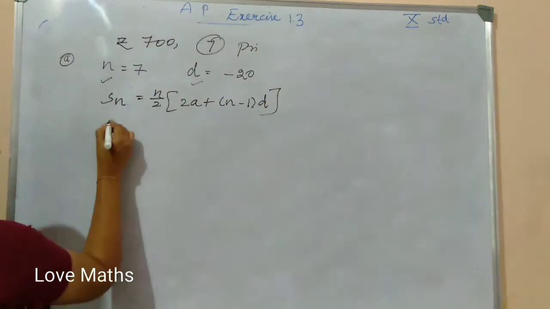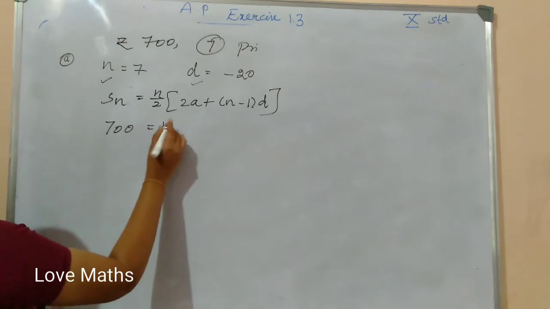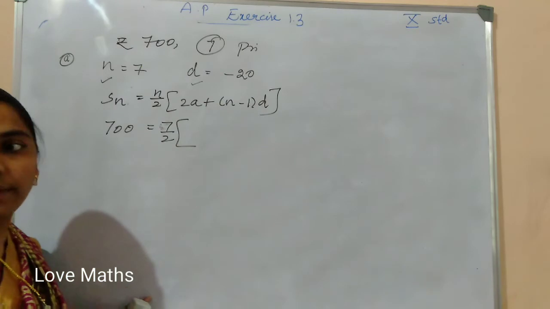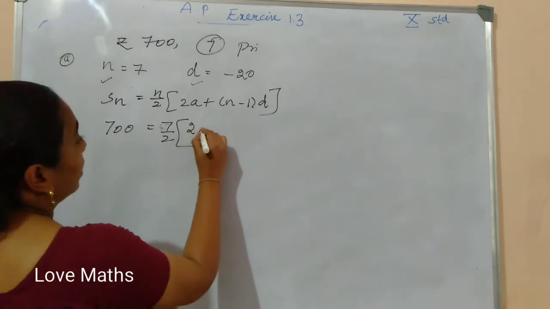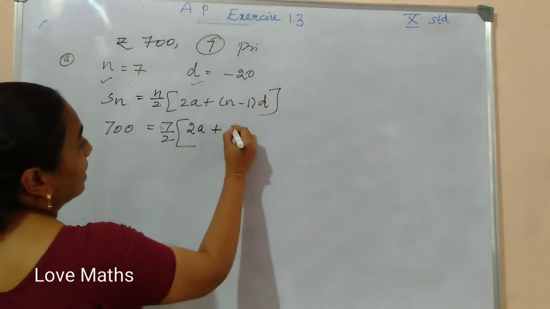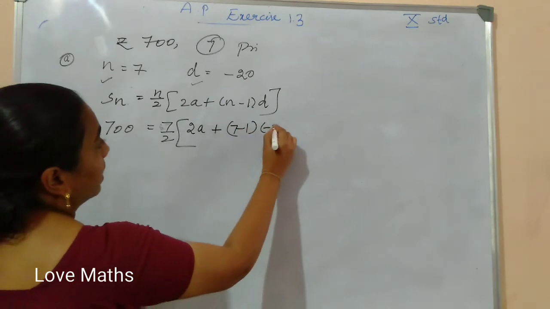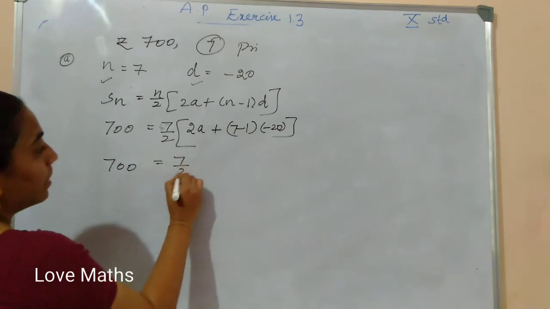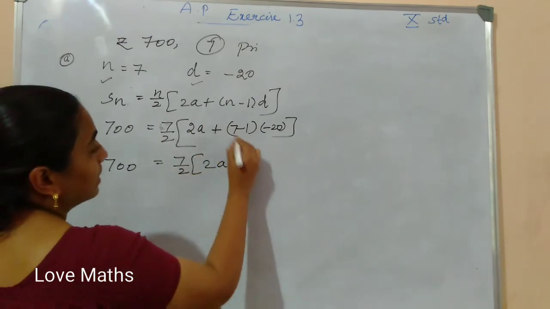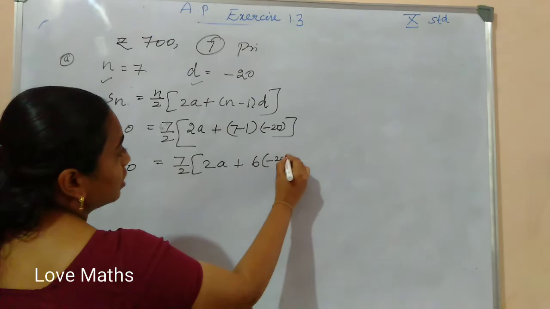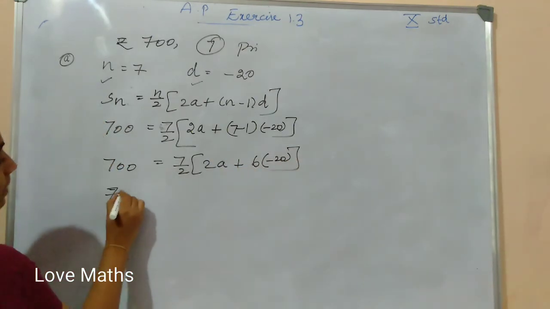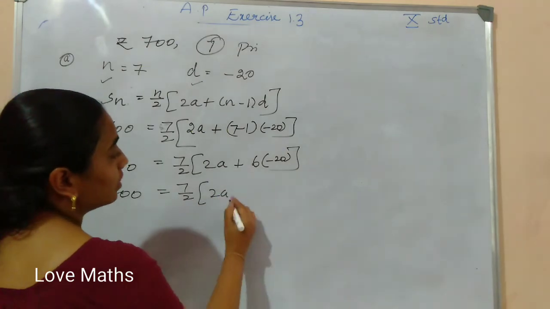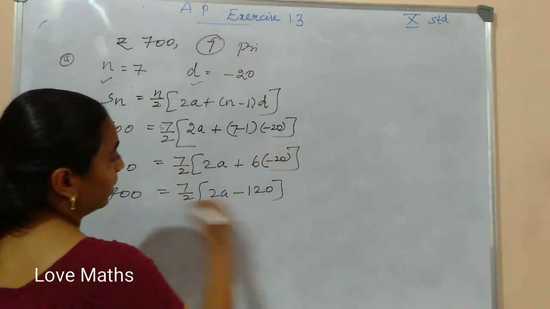So Sn is how much? 700. N is 7 by 2, then 2a means 2 into a plus 7 minus 1 into minus 20. Next, 700 is equal to 7 by 2 into 2a plus 7 minus 1, 6, into minus 20. Next, 700 equal to 7 by 2, 2a, 6 2s are 12, minus 120.